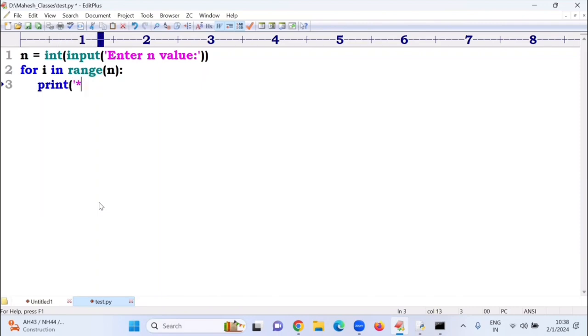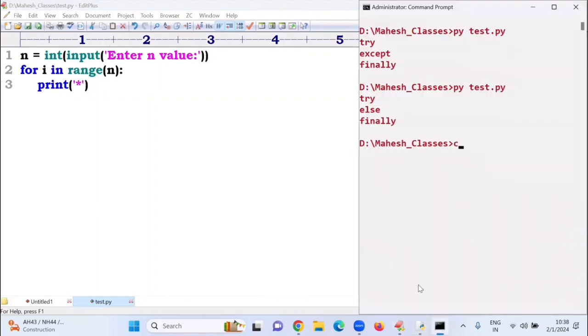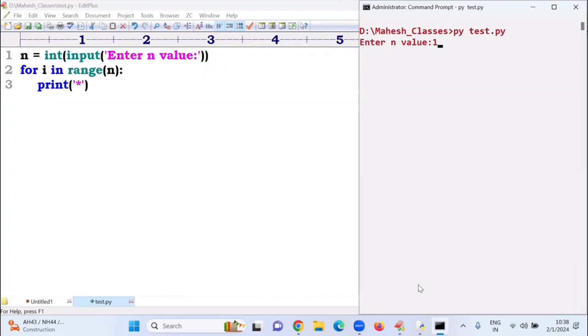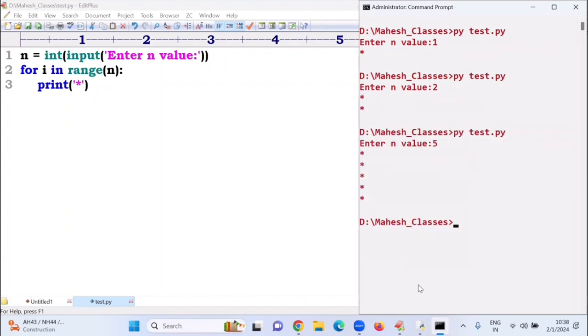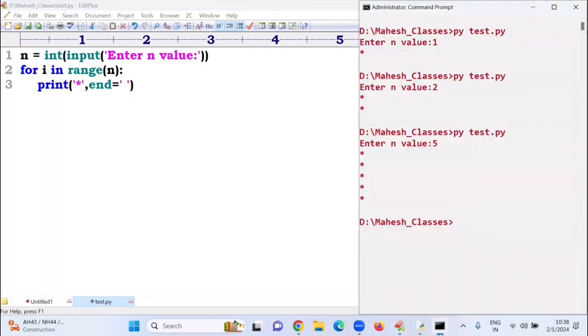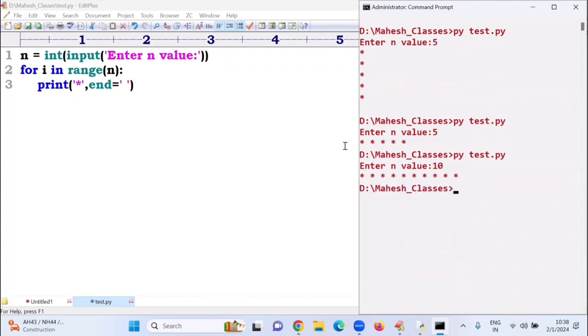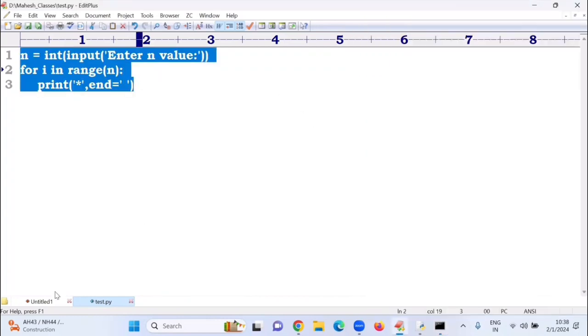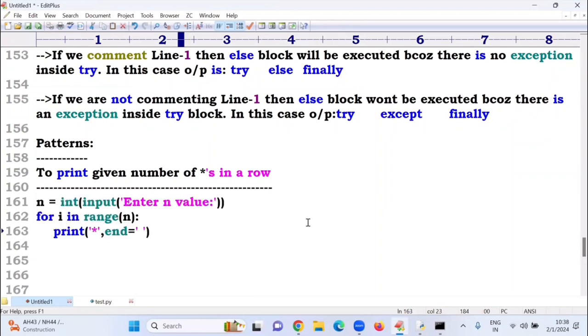What can I print? Star. So what is the n value? I don't know. Those many times it will be printed. Suppose the n value is 1. The loop runs one time, 1 star. For 2, how many stars? 2 stars. Now 5. But I'm asking for a single row, not line by line. What to do? Comma, end equal to one space you can give. Then 5 stars, 10 stars came. So that is the first one.